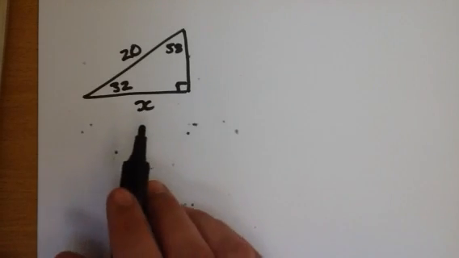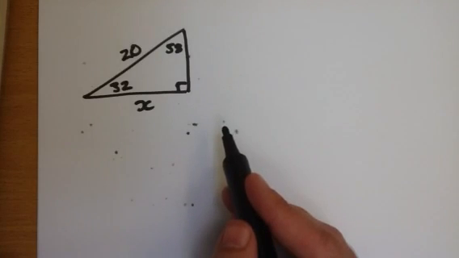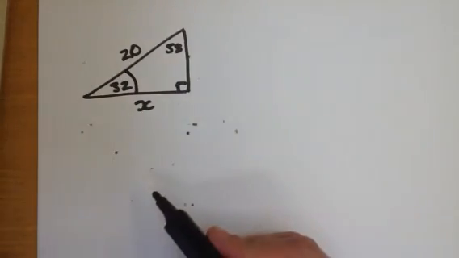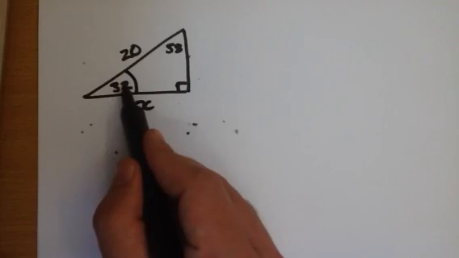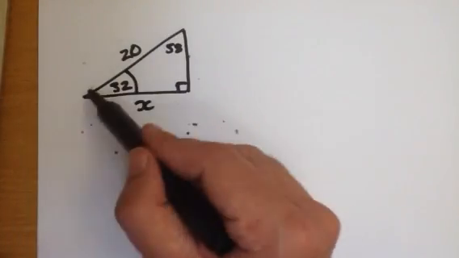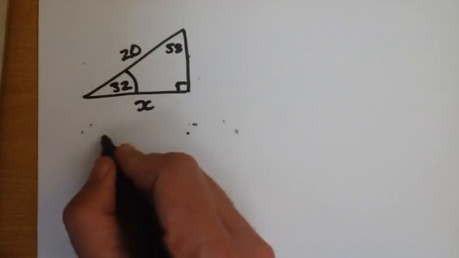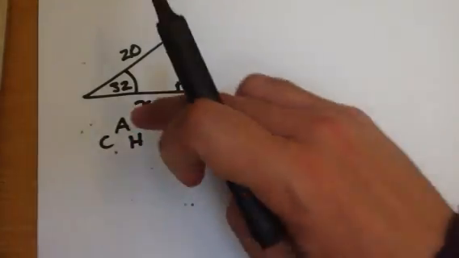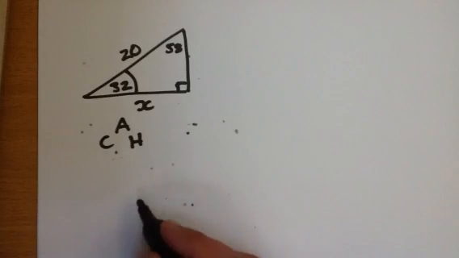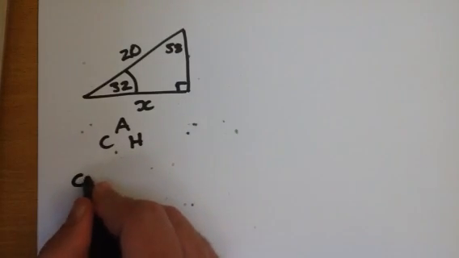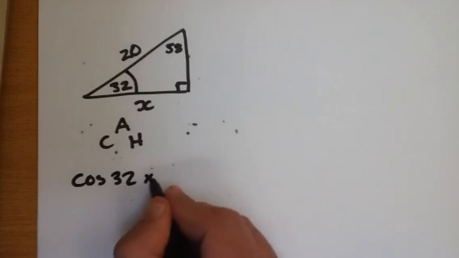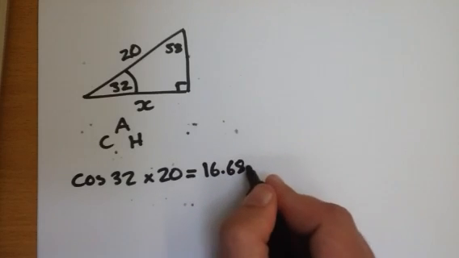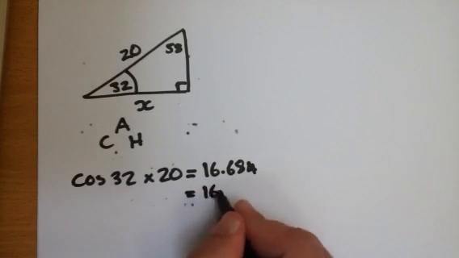Okay, well, in looking at this question, it doesn't really matter which angle I use. For no particular reason, I'm going to choose 32 and I'm going to ignore the fact that 58 is there. If I'm choosing the angle 32, I've got the hypotenuse and I'm looking for the adjacent. So I'm using this triangle, and I'm looking for the adjacent. So it's cos of the angle times the hypotenuse. So you should have had an answer of 16.684 and you may have rounded that to 16.7.